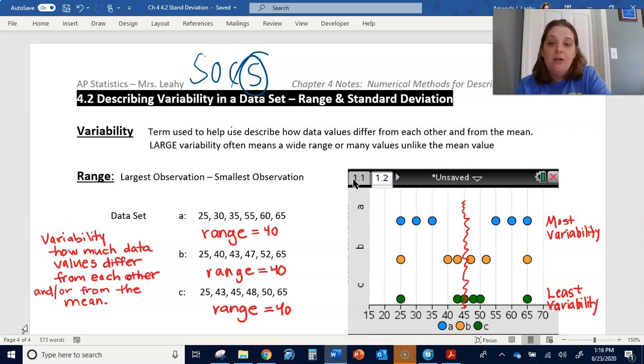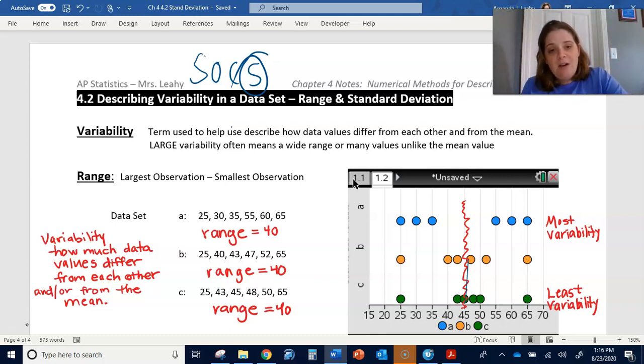I have three data sets here. One ranges from 25 to 65, with a range of 40. The second one ranges from 25 to 65, with a range of 40. And the third one ranges from 25 to 65 with a range of 40. Here's a picture of what those three look like. Even though they have the exact same range, we don't have the same data set here. Range is not doing a good enough job to describe this data, so we need another value for that.